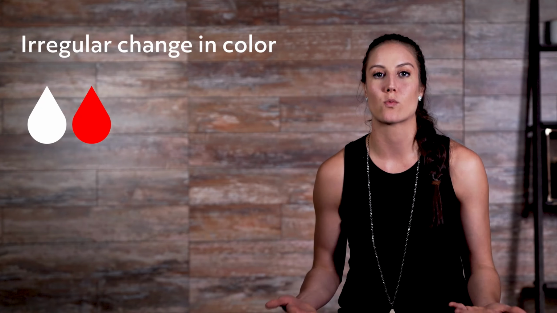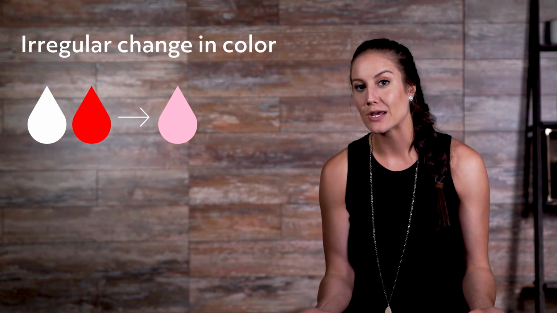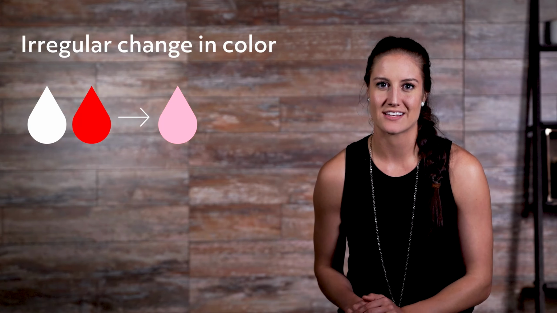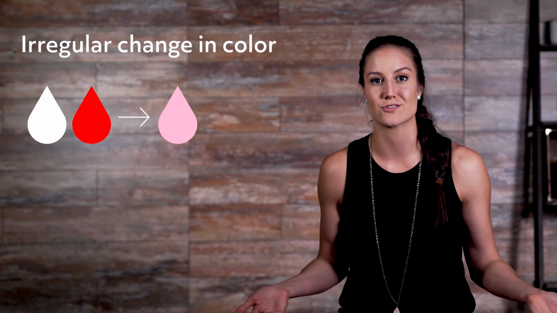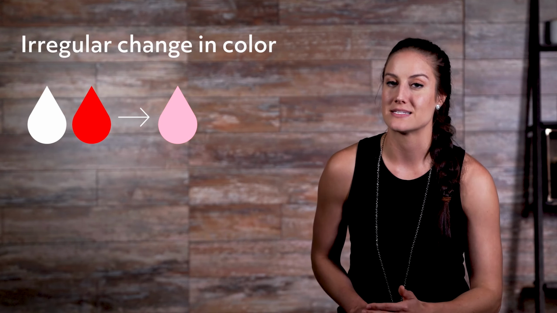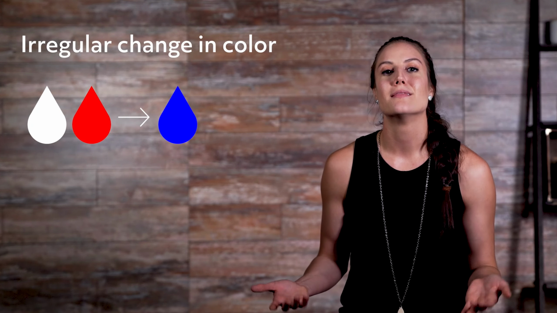If you mix white and red together and get pink or light red, then that's probably not a sign of a chemical reaction. That's just what happens when you mix the colors red and white together. However, if you mix a red and white substance together and get blue, then you might have a chemical reaction.